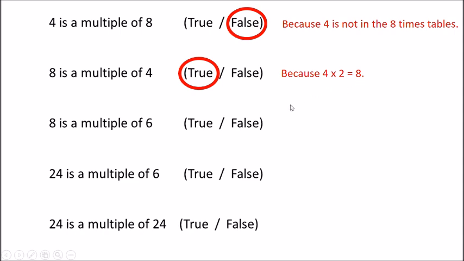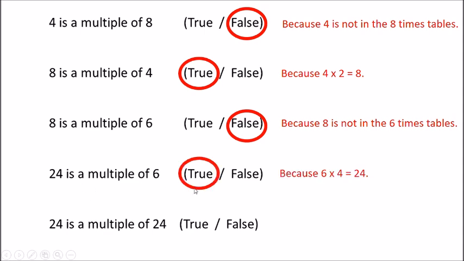Next one, 8 is a multiple of 6. So this is not true because 8 is not in the 6 times tables. Next question, 24 is a multiple of 6. That's true. I know that because 24 is in the 6 times tables. And then last one, 24 is a multiple of 24. I know that has to be true because 24 times by 1 gives me 24. 24 is in the 24 times tables. In fact, it's the first number in the 24 times tables.